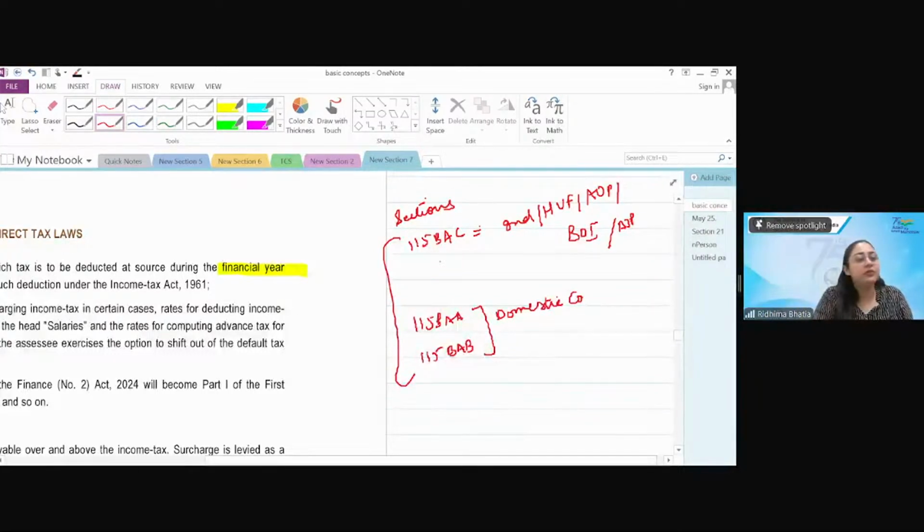BOI, domestic company, firms, LLP, local authority. At your stage, at final stage, see, if you would have been a student of intermediate, I would have said that individual HUF ka rate, you should read and put it in your blood. It is very important. But at your stage, individual HUF, AOP, BOI rates are also very important because now the changes are so very much common. Domestic company rates are also very important. A question can come for domestic company, a question can come for 115 BAC. So you should be thorough with your tax rates.